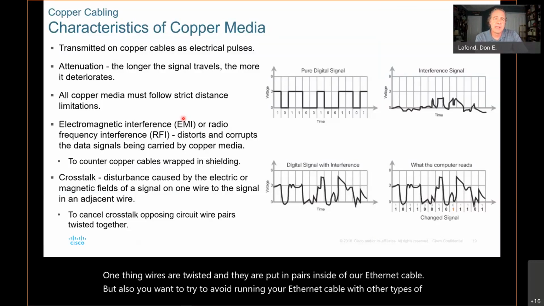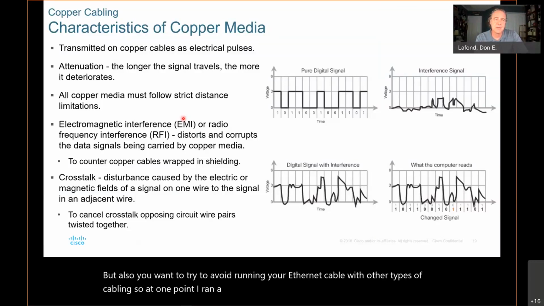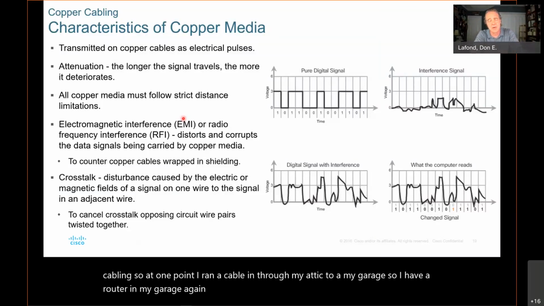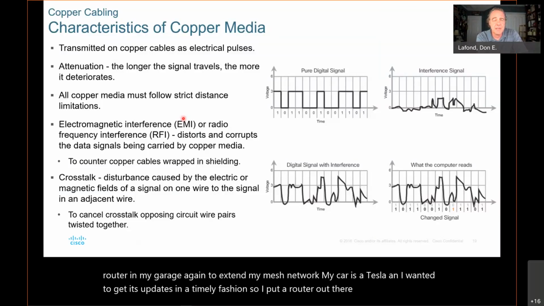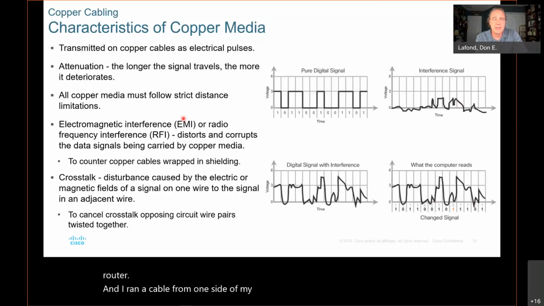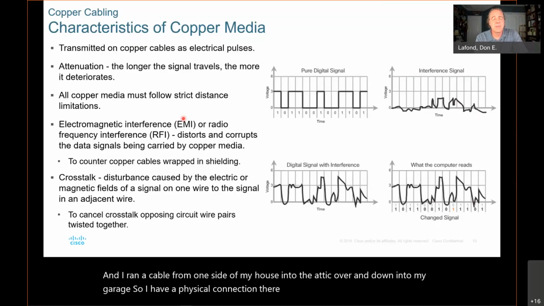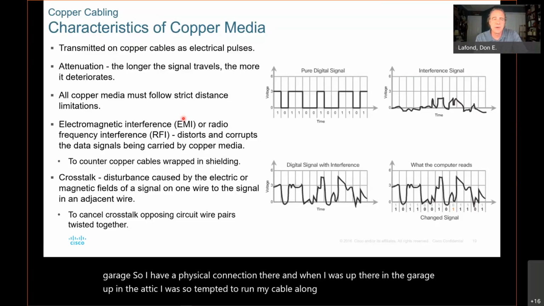So at one point, I ran a cable through my attic to my garage. I have a router in my garage, again, to extend my mesh network. My car is a Tesla, and I wanted to get its updates in a timely fashion. So I put a wireless router out there, and I ran a cable from one side of my house into the attic, over and down into my garage. So I have a physical connection there. And when I was up there in the attic, I was so tempted to run my cable along with all of the other cables that run in my attic.